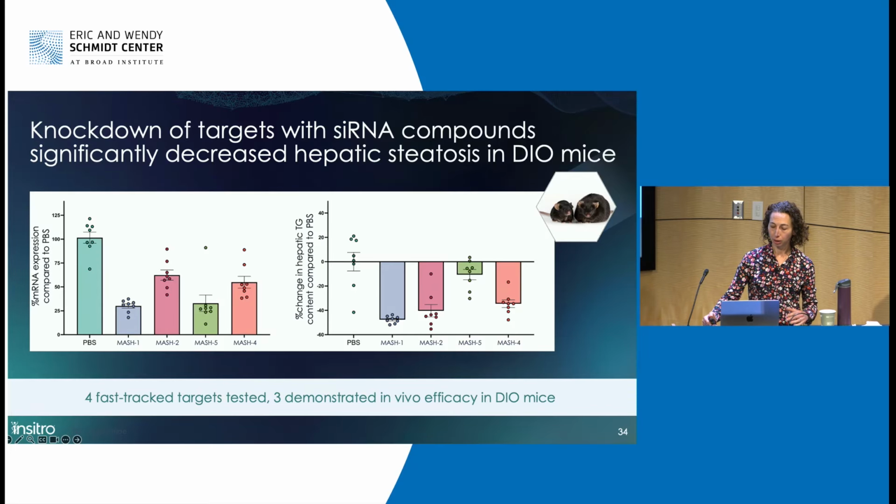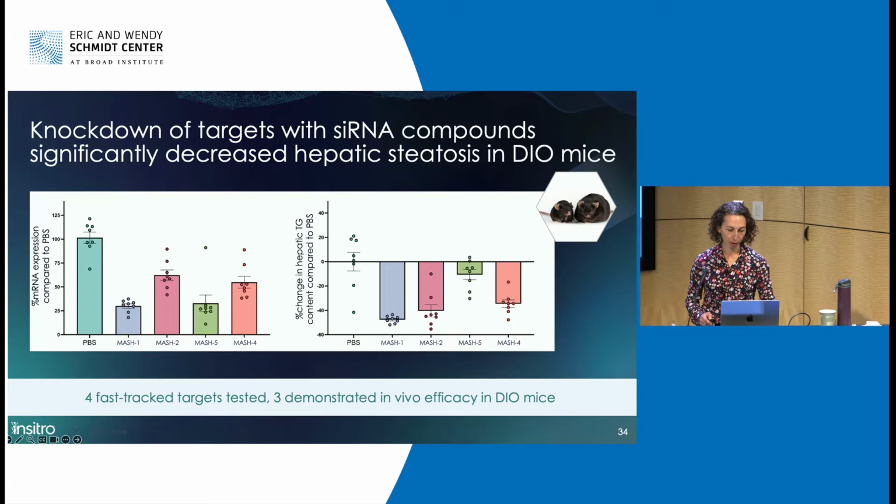And for 4 of our promising targets, we passed them to in vivo validation, in particular looking at DIO mice, so that's diet-induced obesity. And what we see is that for 3 out of 4 of these targets, we see this reversion of accumulation of triglycerides in the liver. So nice validation of our candidate targets here.